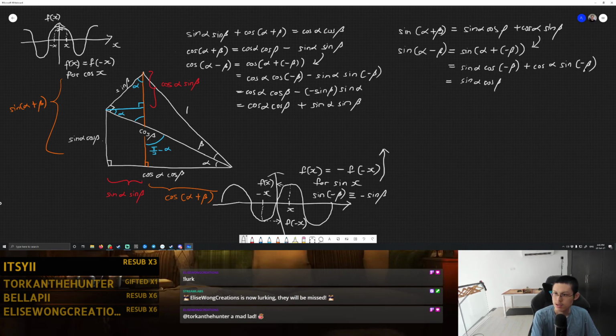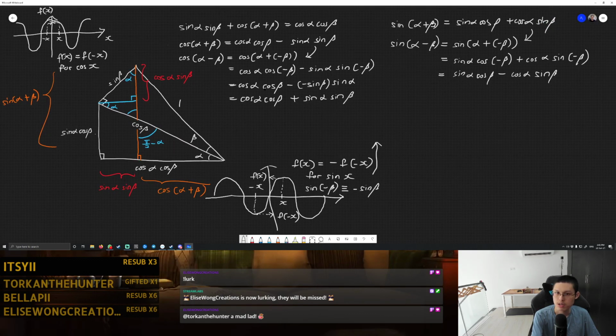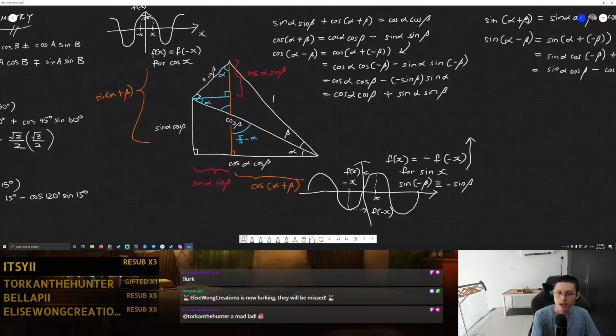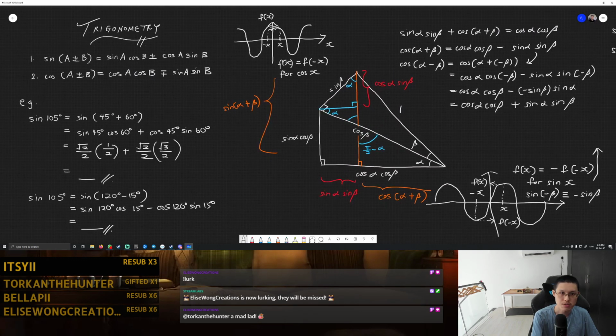Now, what about this one? In order to get rid of this negative, you can imagine just taking out the negative. So it becomes something like this. That's going to give you negative cos alpha sine beta. And thus, we have proven the second part of the equation. So using the fact that sine and cosine are odd and even functions, and this little triangle that we have stacked onto another triangle, we can prove these two things.